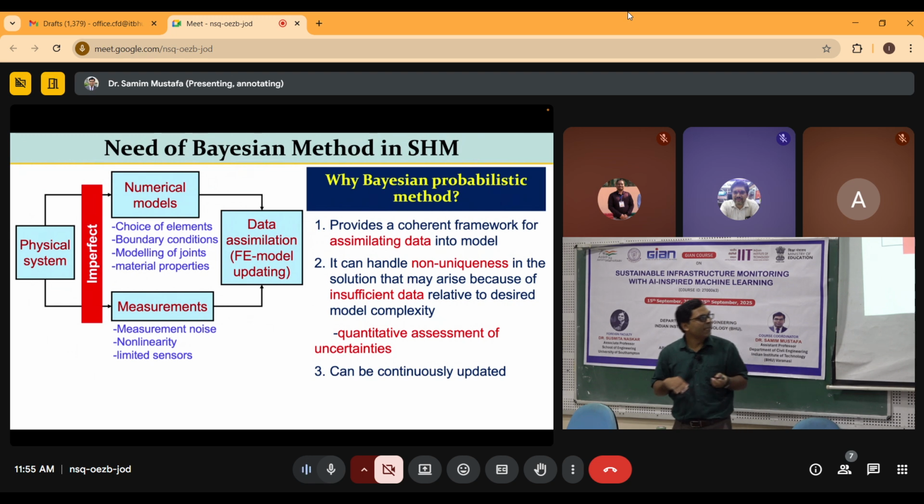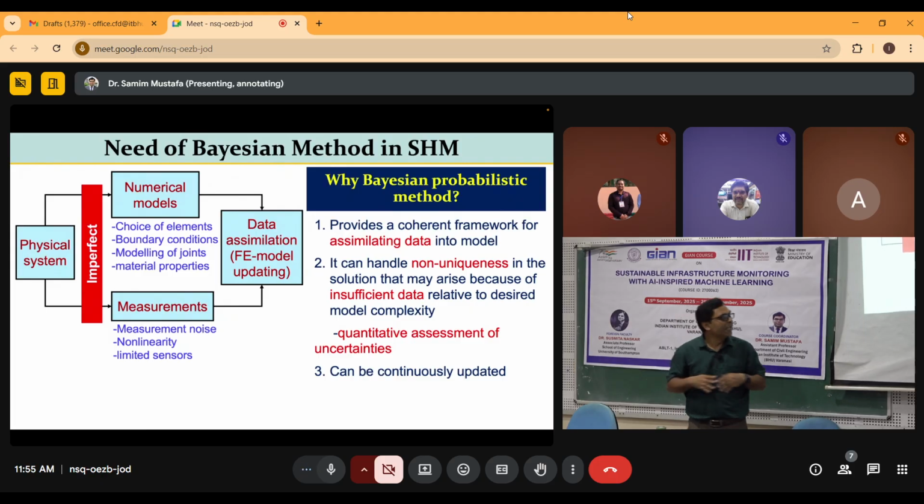Another thing is that it can handle non-uniqueness in the solution. Why non-uniqueness? Because it is an inverse problem. From the response you try to identify the parameter, right? So this is an inverse problem. Now if you perform inverse problem from a limited observed data, then there is a chance of getting many solutions, because many other models can have the same solution. So which one to choose? So non-uniqueness is there. That is also because of the ill-posedness of the problem. So that can be taken care of by Bayesian.